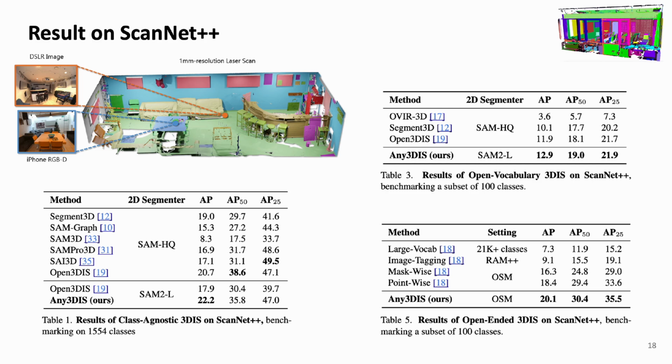On ScanNet++, Any3DIS achieves state-of-the-art performance on the class-agnostic benchmark, evaluated over more than 1,554 instance classes. Unlike Open3DIS, which often suffers from over-segmentation and fails to accurately group object instances, Any3DIS delivers more coherent and precise segmentations. Our Any3DIS enables powerful and flexible 3D perception for real-world applications.